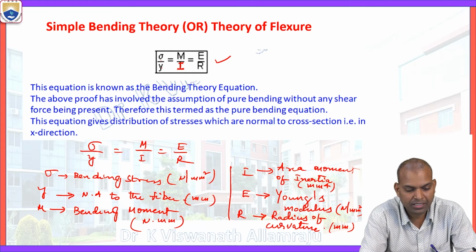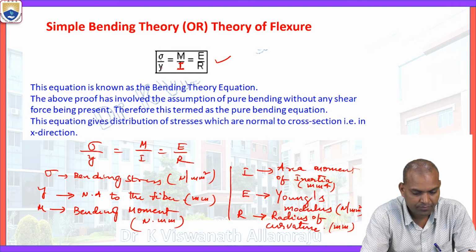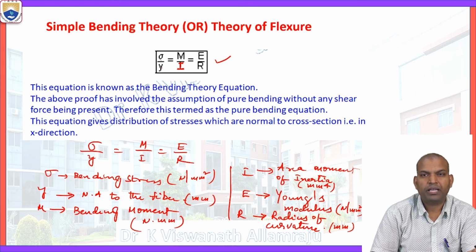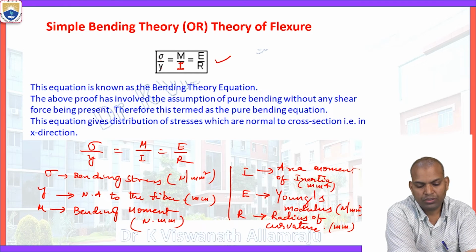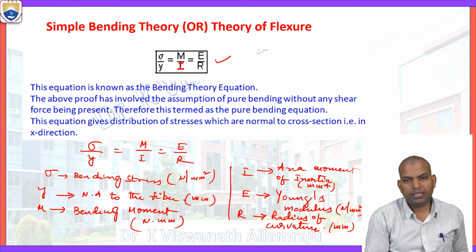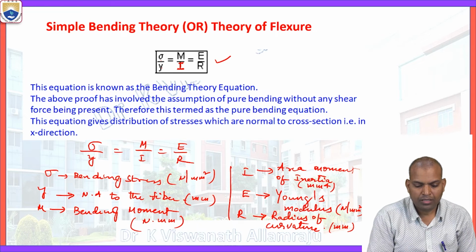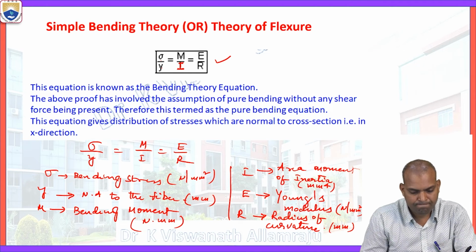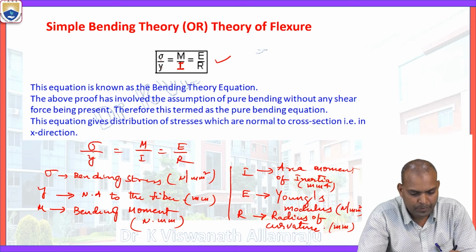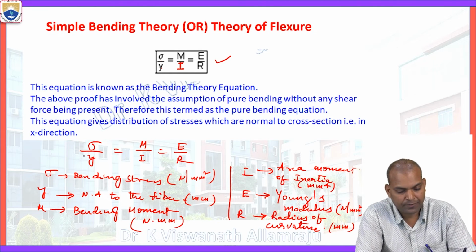The simple bending theory develops the relation sigma by y equal to M by I equal to E by R. So here, if we consider the dimensional homogeneity, everything comes out as Newton per cubic millimeter.